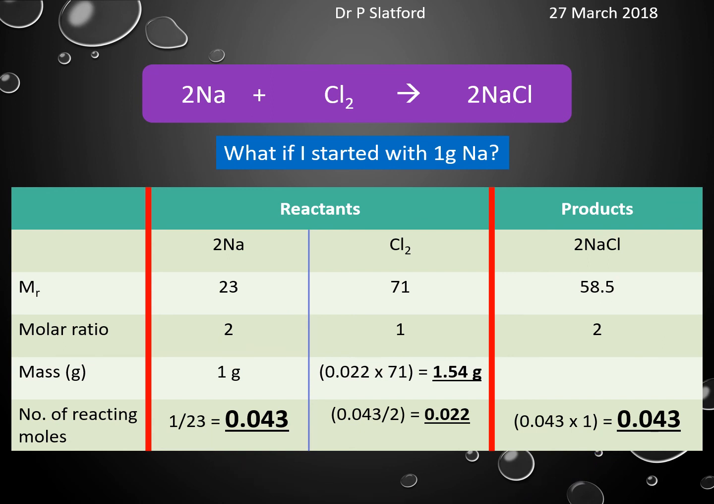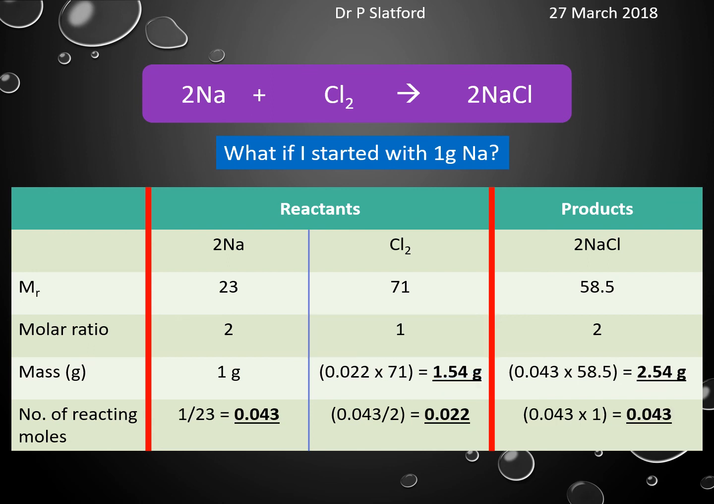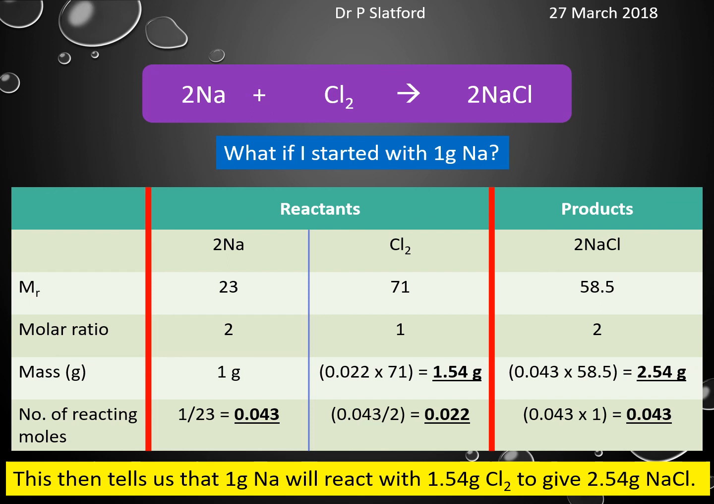And I can use that now to work out the mass of my product. And again, the mass is moles times the MR. So therefore I get 2.54 grams. So overall, what I've ended up doing is I've worked out that 1 gram of sodium will react with 1.54 grams of chlorine to give me 2.54 grams of sodium chloride. And the only information you started off with is the balanced equation and knowing that you were going to start with 1 gram of sodium.